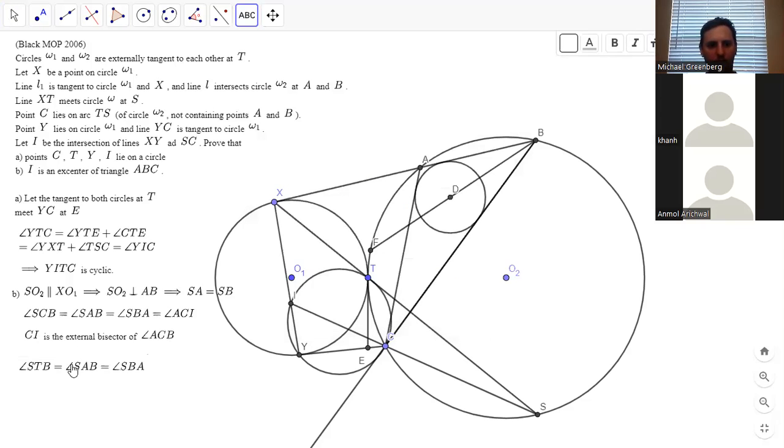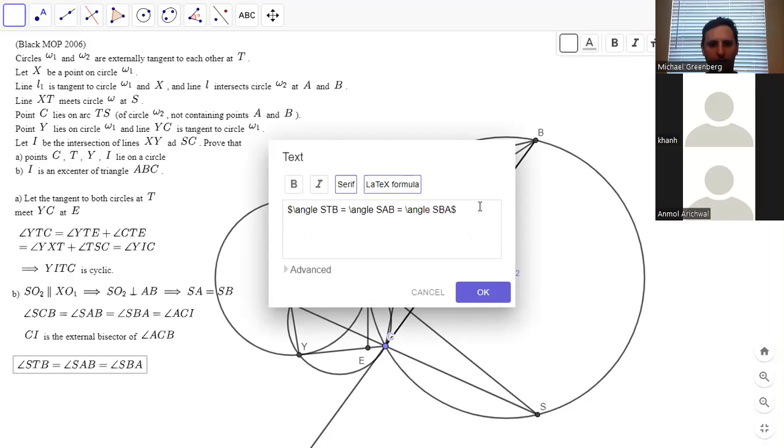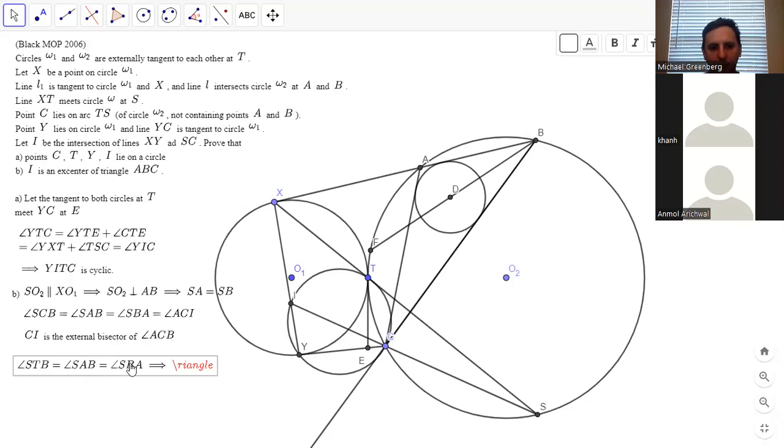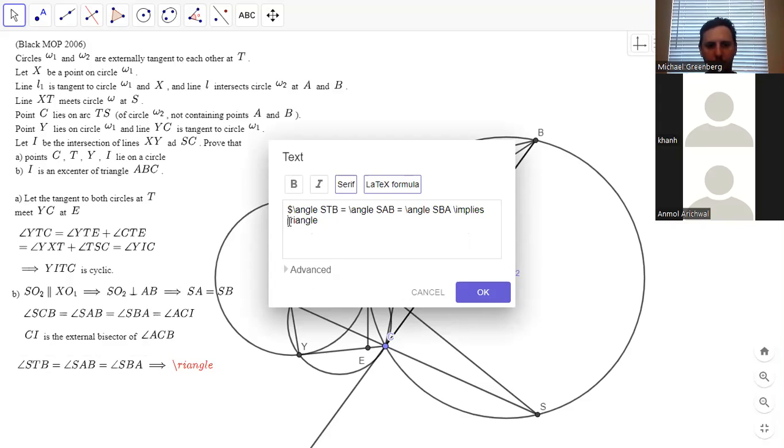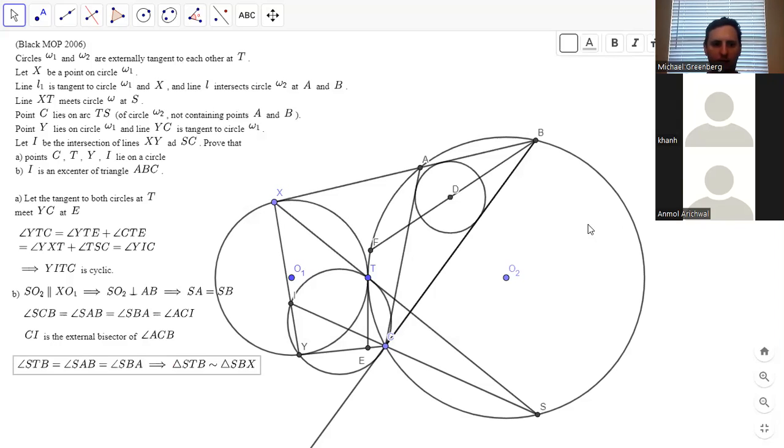And then these two show the similar triangles. One second, I'm just going to write this out. What was it? STB is similar to SBX. And then now we claim that SI is tangent to the circumcircle of TIX. And that's the proof.